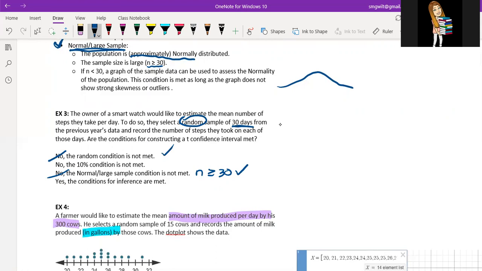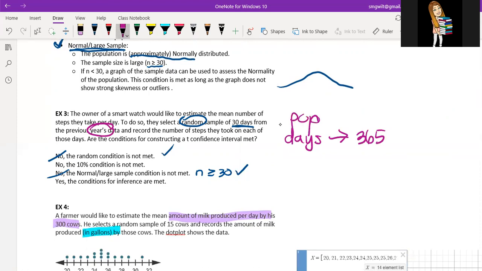They're going to record the number of steps they took each of those days. So what we have to check is 10%. We talked about before that if they don't give me a population, then I probably don't have to check it. But in this case, they're not giving me a population. However, they're talking about number of days. So what we do know is that there are 365 days in a year. And so if I'm looking at the year's data, I know my population.